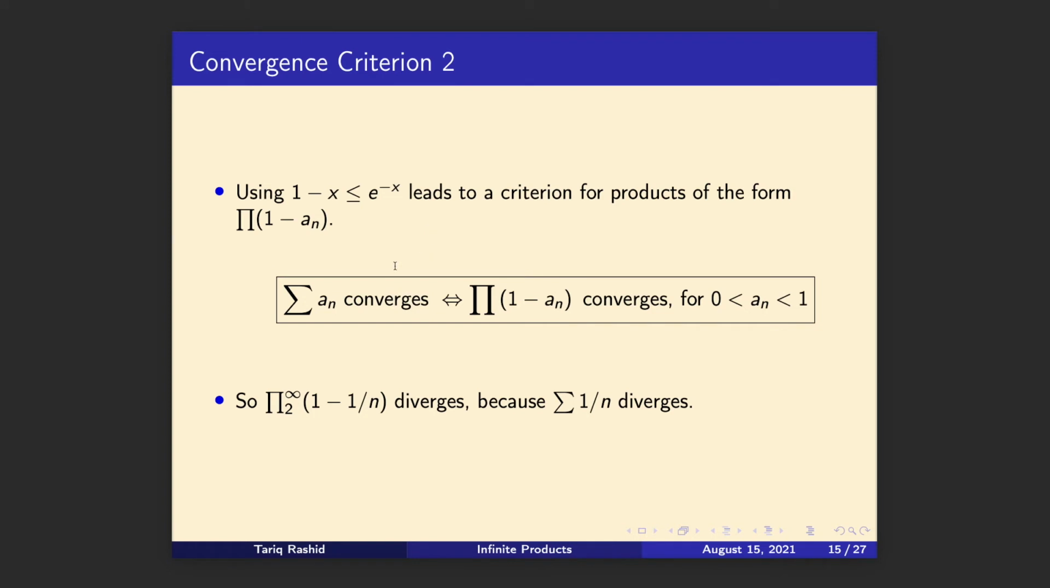So we won't do the algebra here because it's not that interesting, but you can use a different inequality and we'll end up with a very similar result that says that if the sum converges, then this product converges as long as an is between 0 and 1, and the same in the other direction. So that's a useful second criterion. It's similar logic to the previous one. And then we can say something like this infinite product diverges because the harmonic series diverges.